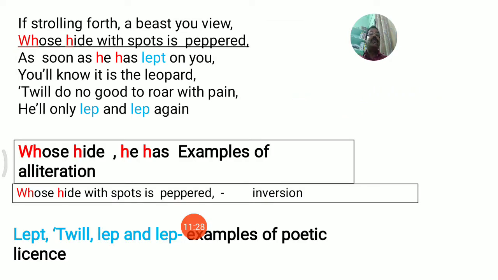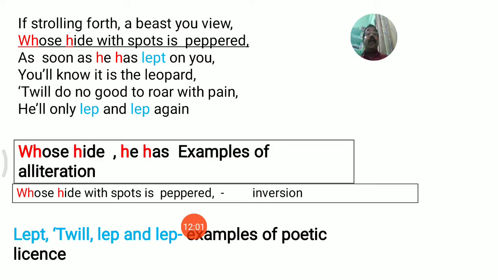In this stanza also, the poetess is using a lot of techniques, devices. So there are instances of alliteration, instance of inversion, and instance of poetic license. So the second line, you can find "whose hide." Her sound is repeated, even though the word starts with a W, the pronunciation is "her." "Whose hide." Similarly, in the third line, "he has." These are examples of alliteration.